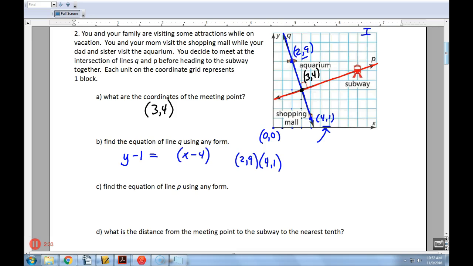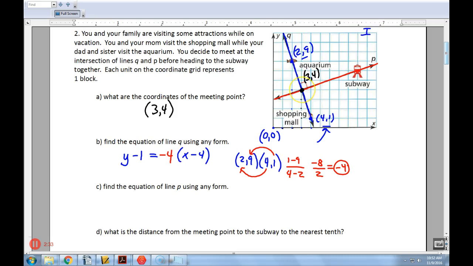and the order that I write them doesn't really matter. But I'm going to do y subtract y over x subtract x, being sure to go in the same direction. And I get negative 8 over positive 2, which just shakes out to be negative 4. So there is my slope. And I'm going to just leave it right there in point slope form because it said I could do it using any form. Find the equation of line P. So I'm going to repeat the process, and I have 1 point.